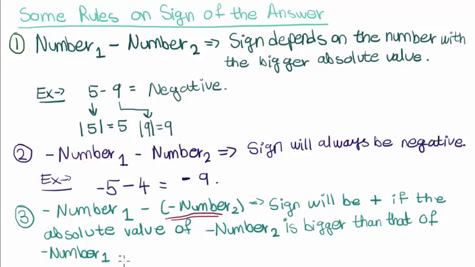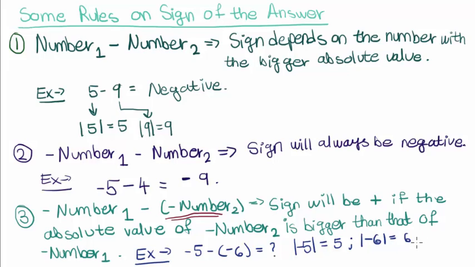Now let's do a simple example of this problem. Let's say I have the problem -5 minus -6. What will be the sign of my problem? I know that the absolute value of -5, which in this case is negative number 1, is 5. At the same time, I also know that the absolute value of -6 is 6. And since this is the case, the absolute value of negative number 2 is greater than that of the absolute value of negative number 1. And according to this rule, the sign of my answer will be positive.